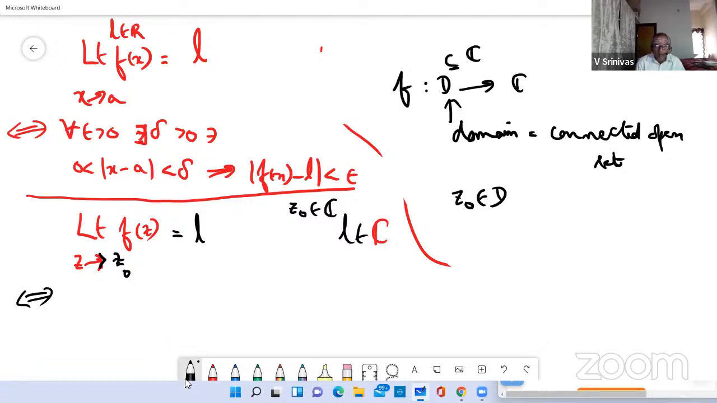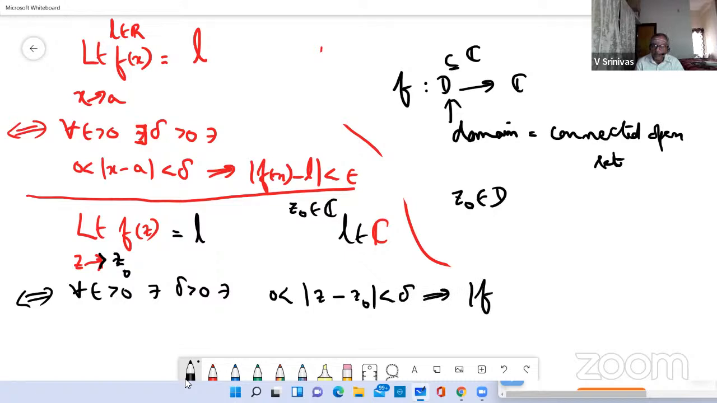So from this definition, I will define this definition. For every epsilon positive, there exists delta positive such that 0 is less than modulus of z minus z naught is less than delta implies modulus of f of z minus L is less than epsilon. You have to remember this definition. We define the limit of the function f of z at the point z naught to be the complex number L if this statement is true.